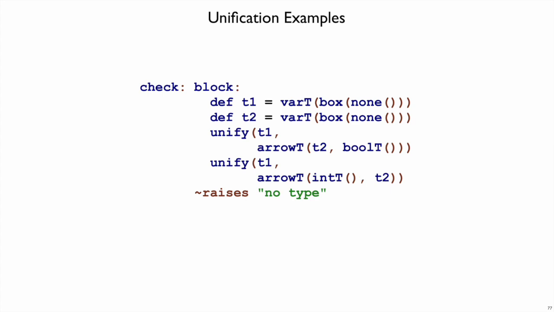So we need to implement a unify that handles all of these different possibilities and recurs inside of arrows and sets up equations between type variables and so on.